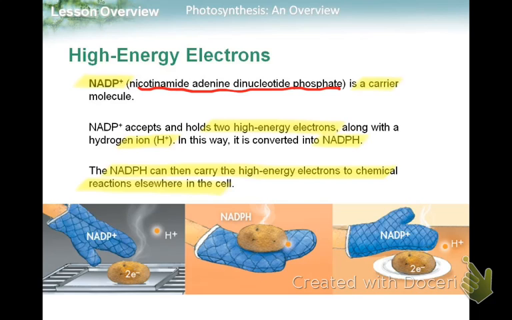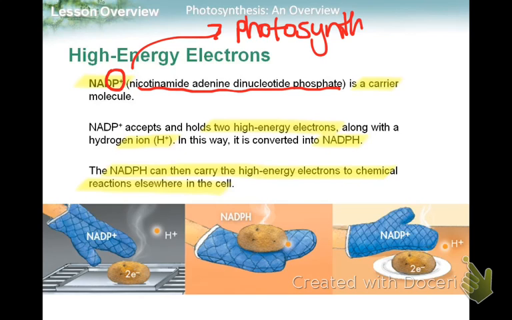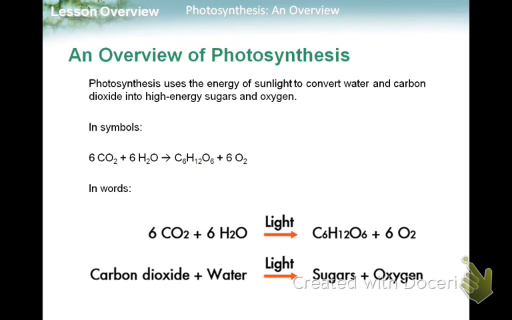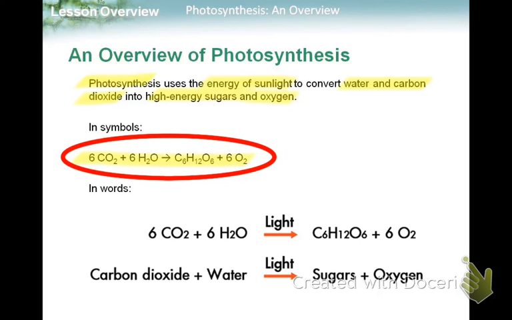What I want you to remember, to help you remember, is that the P in NADP stands for photosynthesis. It doesn't really. It stands for phosphate. But for you guys to remember, I'd like you to think of photosynthesis. So photosynthesis uses light to convert water and carbon dioxide into sugars and oxygen. Know this chemical reaction. Make sure you know that. Memorize it.